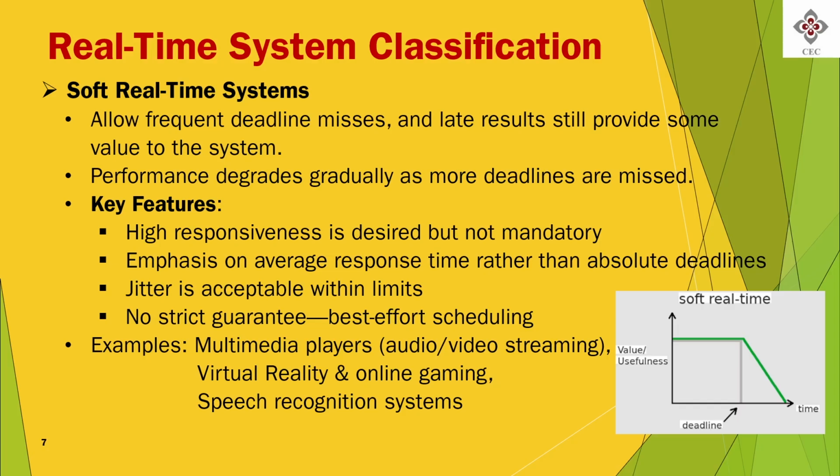This is applicable for soft real time systems also. Emphasis is on average response time rather than absolute deadlines. So, it is about the average, not with respect to specific spots to be responded. Jitter is acceptable within limits. Yes, the variation in delay is acceptable within some limits. No strict guarantee, it is best effort scheduling.